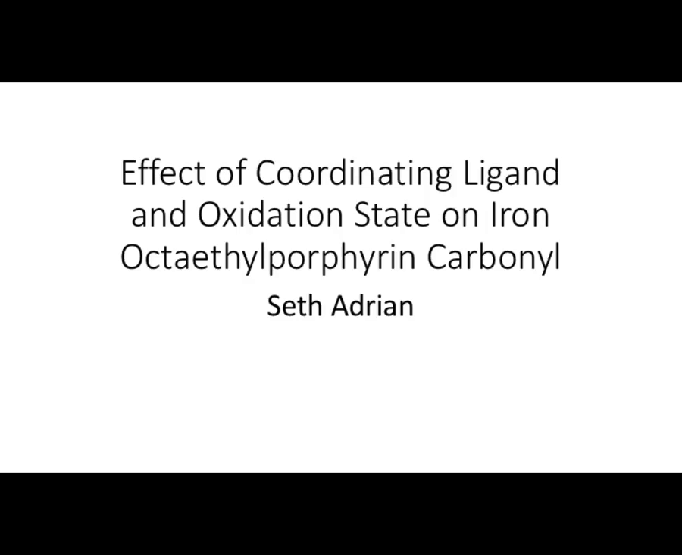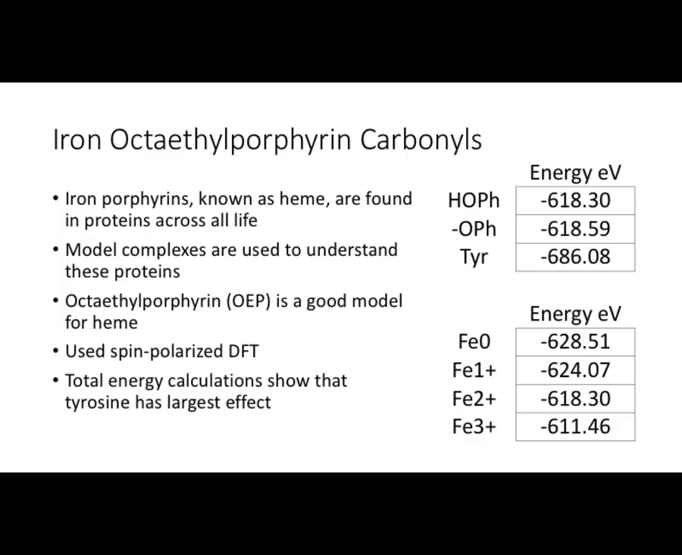So let's first talk a little bit about octaethylporphyrin carbonyls. Iron porphyrins, usually in animals or in life, are known as hemes, and they are found in a lot of proteins, such as hemoglobin, myoglobin, cytochrome P450s, that sort of thing. Even in photosynthesis, there's a porphyrin ring that acts as the electron charge carrier, and they're found all across life, and we want to understand how these proteins all work.